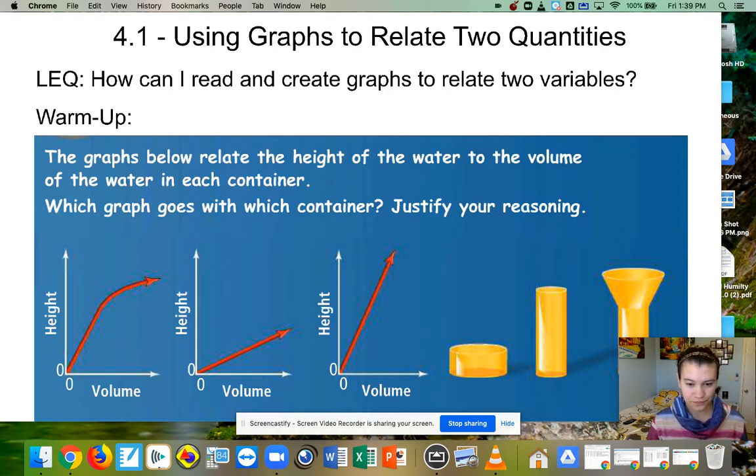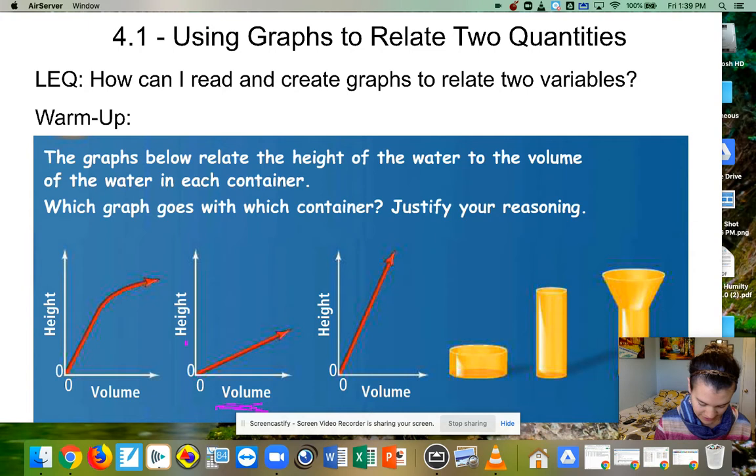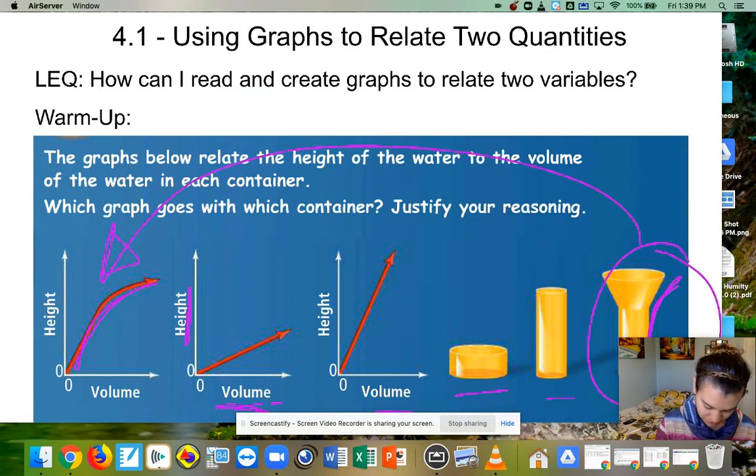All right, so we have two straight lines. This is the volume relating to the height of your shape. So two straight lines, these two probably go with these ones where it's just straight going up and down. There's nothing weird happening. But this one curves right here, so it probably goes to this one where we have a change in the volume shape. So this one is going to go with this graph.